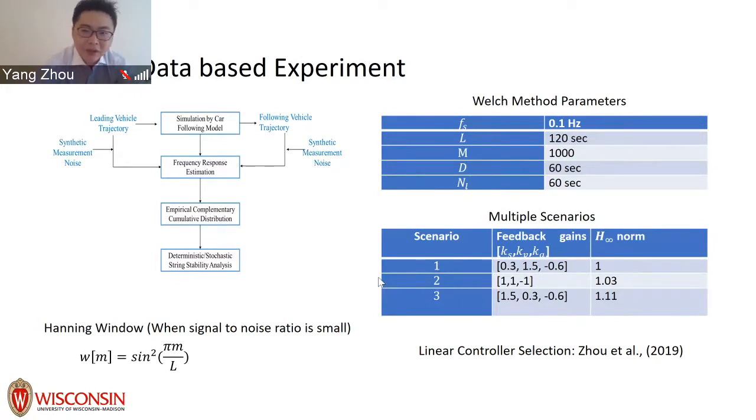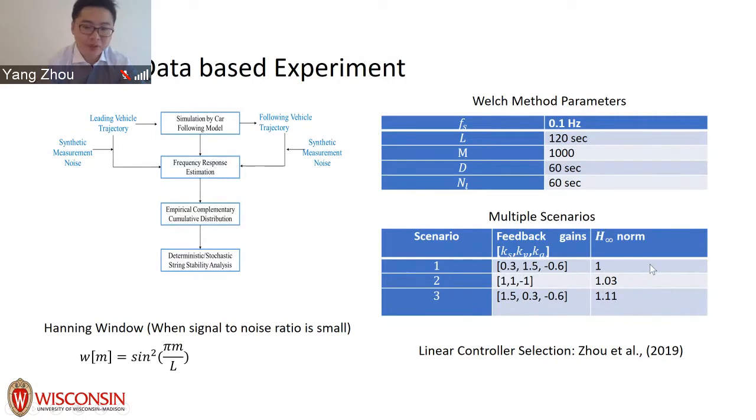There are multiple parameters for the Welch method that we apply here. We apply the Hanning window, which is very suitable when the signal to noise ratio is small. And here are the detailed Welch method parameters. We also conduct multiple scenarios with different control gains, the feedback gains for the speed difference, the deviation from equilibrium spacing, speed difference and accelerations. And we can also theoretically derive their H infinity norm.